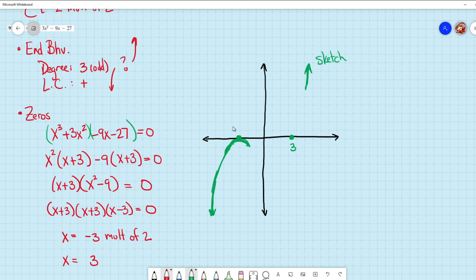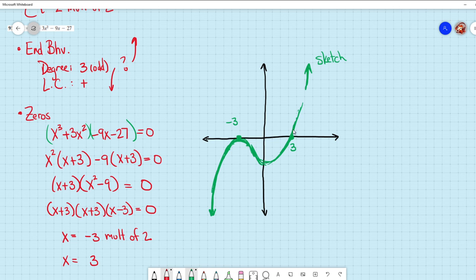So let me put the -3 up here so we know what value that was. I'm tangent to that point. I'm not going through it. I'm just touching it. That's what it means to be tangent. Then I need to go through the 3. So I'm going to go through that point because that had an odd multiplicity. It's just showing up once.